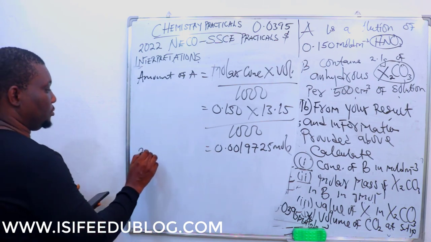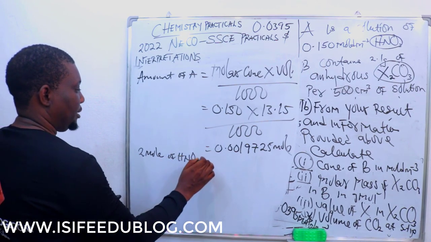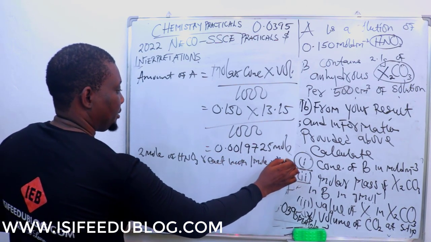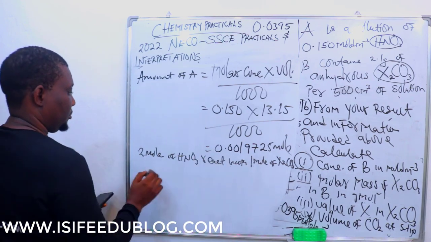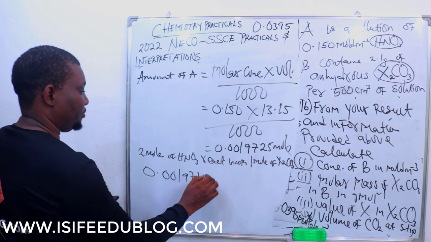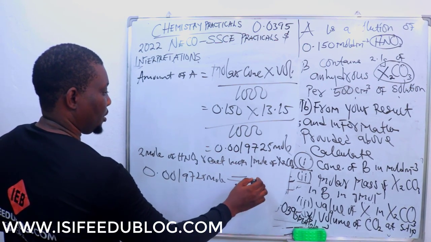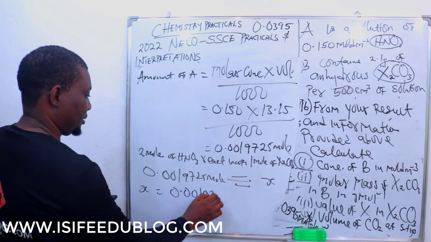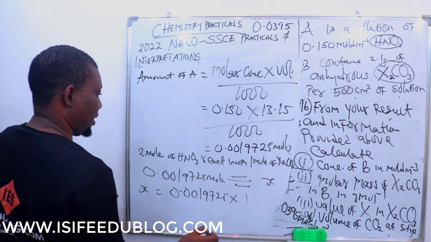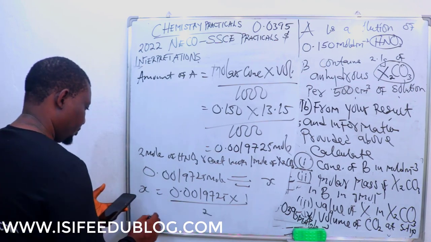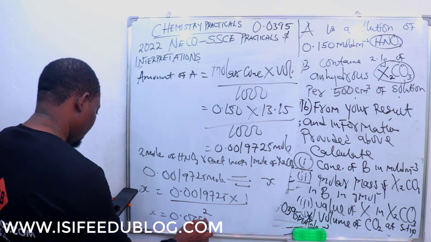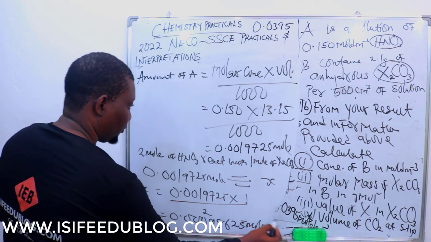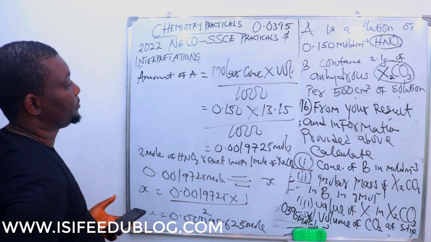From the equation, I have that 2 moles of HNO3 reacted with 1 mole of X2CO3. So now, 0.001975 mole of HNO3 should be giving me what? X. So X now is 0.001975 times 1 mole of X2CO3 over 2, that is 0.00098625 mole of B. This is the mole of A, this is the mole of B.